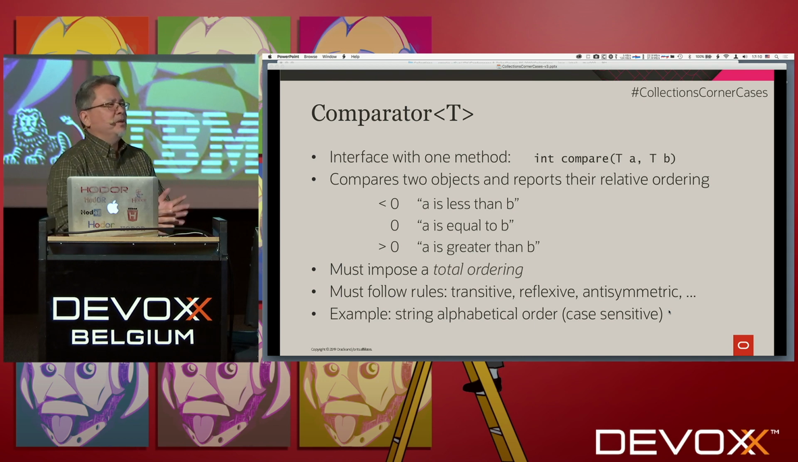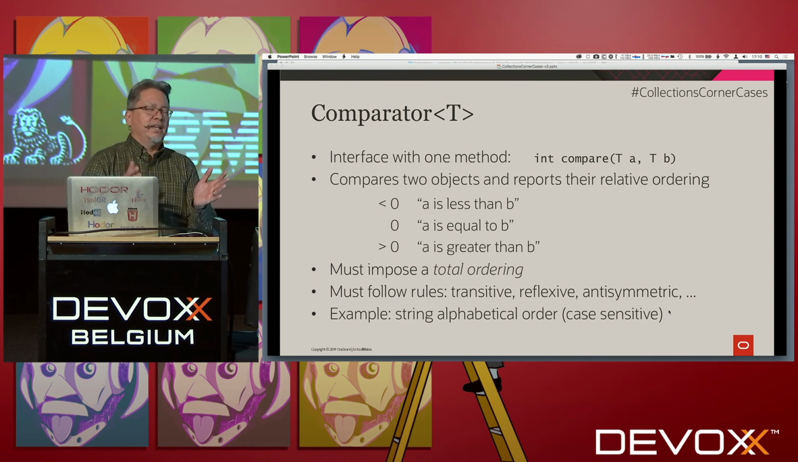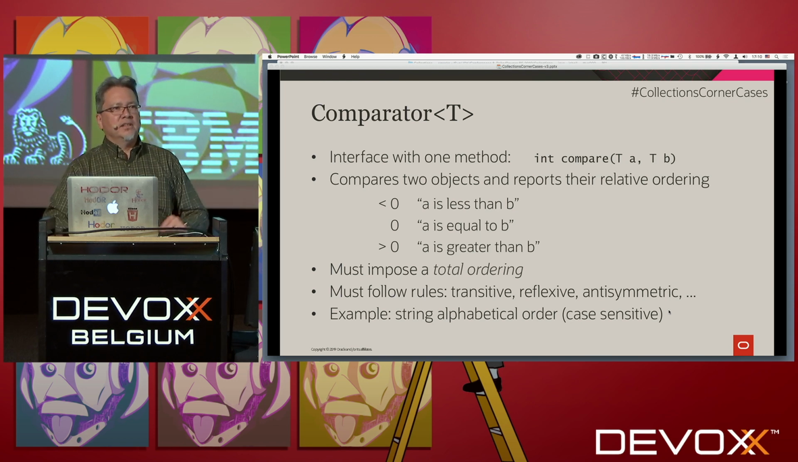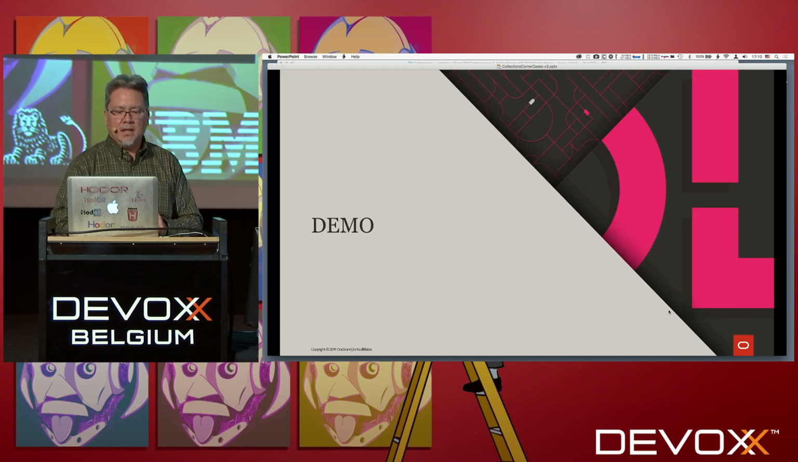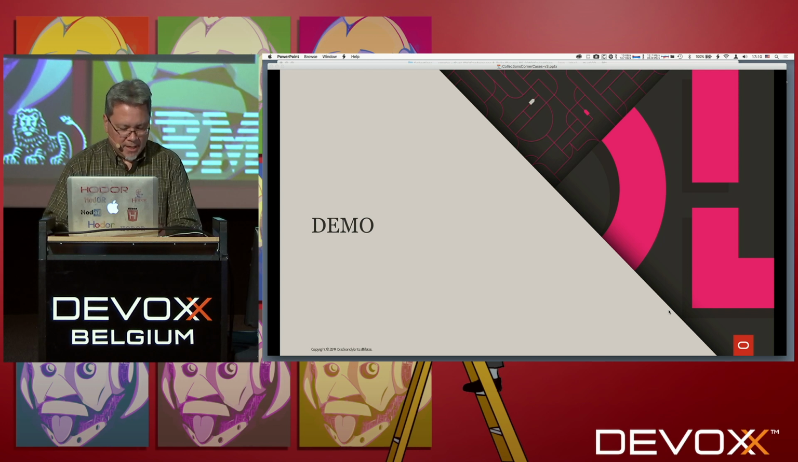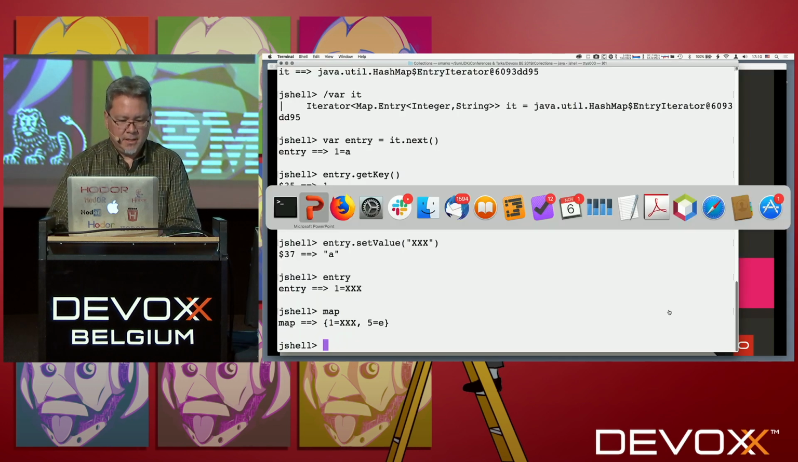But anyway, there are a bunch of comparisons that are total ordering, which are pretty intuitive, like a case-sensitive alphabetical order of a string, right? You can sort any string. Any string compares to any other string, and it's all consistent, and it makes sense. I think intuitively most people get that. All right, so let's look at some comparators here. Back to JShell.